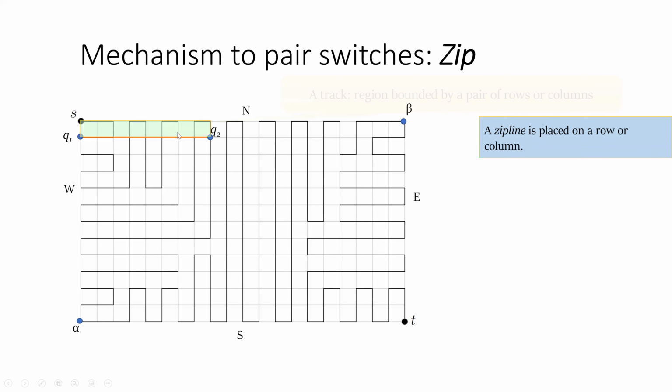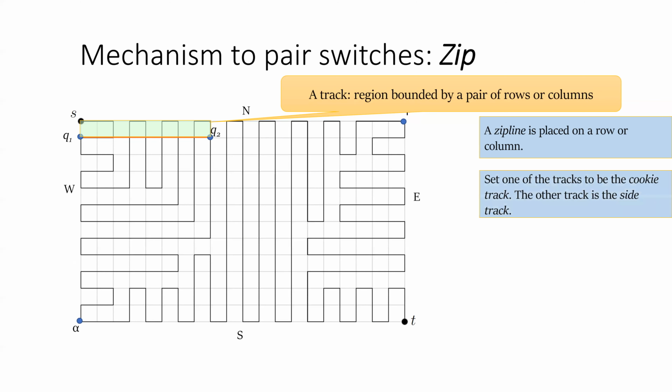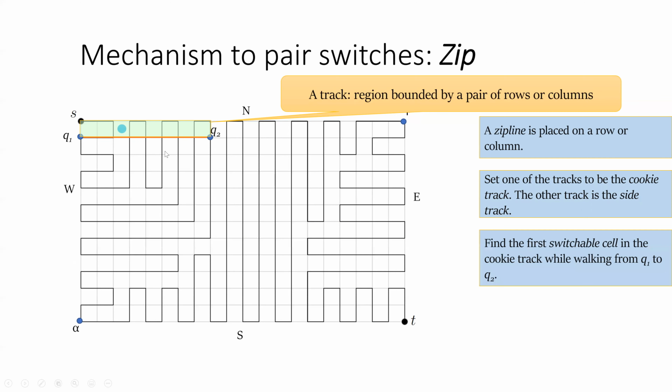Now, a track is a pair of adjacent rows or columns, and you'll see that when a zip line is placed, it has two tracks adjacent to it or incident on it. We assign one of the tracks to be the cookie track, where we're going to grow the cookie, and the other track we call the side track. So walking from Q1 to Q2, we first find the first switchable cell in the cookie track.